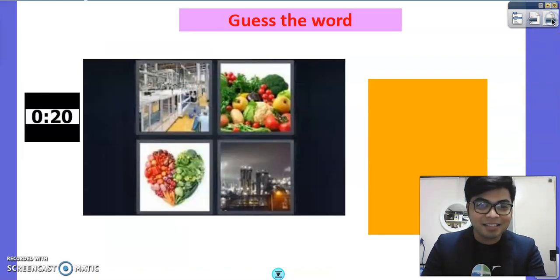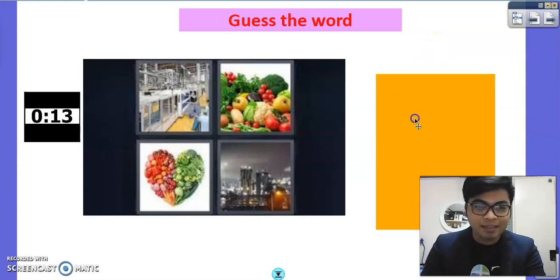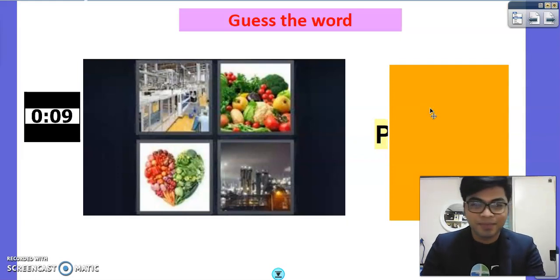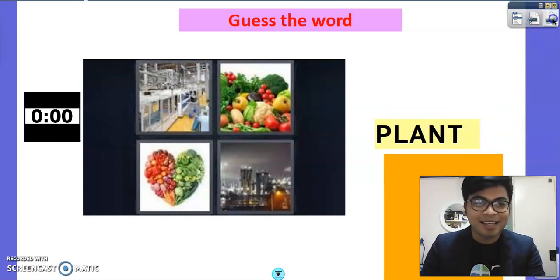Okay, next, guess the word in here. Look at all of those 4 pictures. So what do you think is the word here? It starts with letter P. Look at the time. Okay, the correct answer is plant.